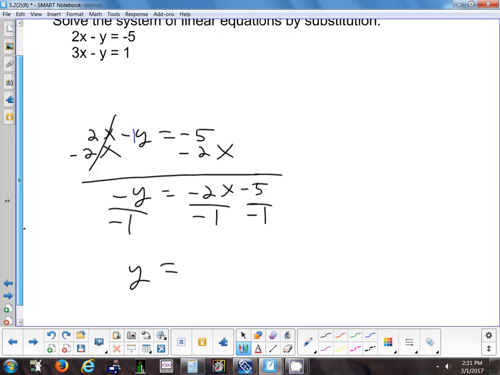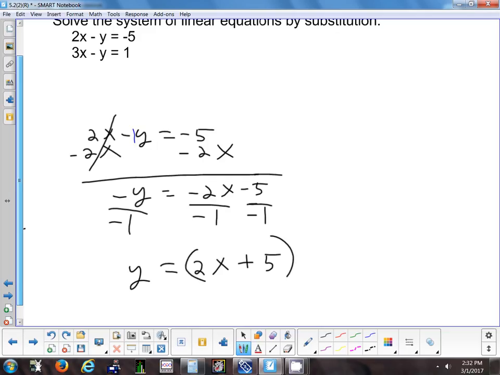No, it doesn't keep things the same. Dividing anything by a -1 will cause what to happen to it? The opposite. It changes the sign. It's going to become the opposite. So if you had negative, it becomes positive. If you had positive, it becomes negative. Okay? So now we have y by itself.